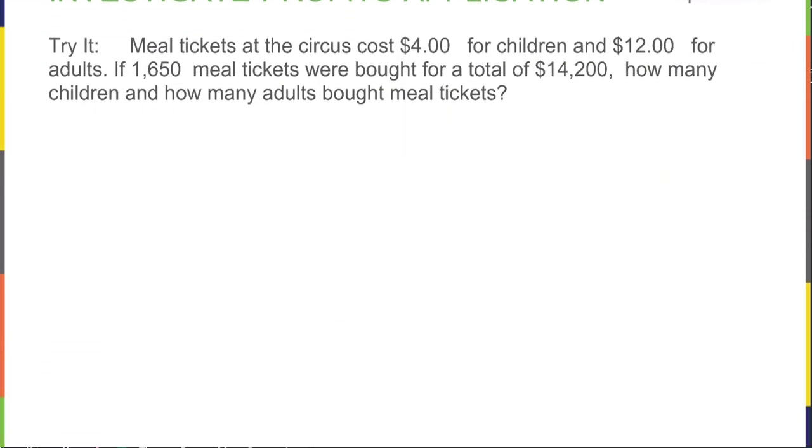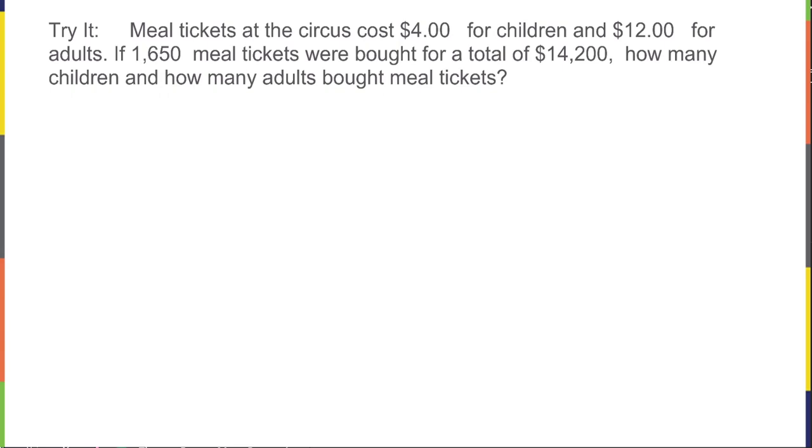All right, so meal tickets at a circus cost $4 for children and $12 for adults. If 1,650 meal tickets were bought for a total of $14,200, how many children and how many adults bought tickets? This is not necessarily a formula that you're following, but you're just translating this wording into a number sentence. So meal tickets at a circus cost $4 for children. So I'm going to put 4x, and x is going to be the number of children.